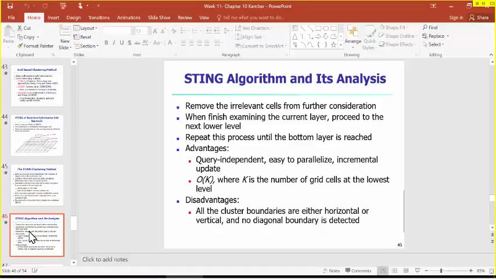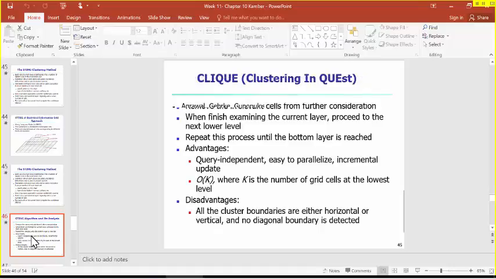The next algorithm is, STING continues. With STING, we remove all the irrelevant cells from further consideration, and when we finish examining the current layer, we proceed to the next layer and repeat this process until the bottom layer is reached. The advantages are that it is query independent and it runs in linear time. The disadvantages are that all the cluster boundaries are either horizontal or vertical.